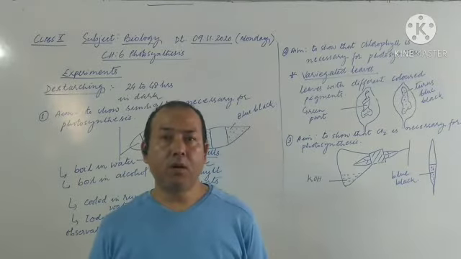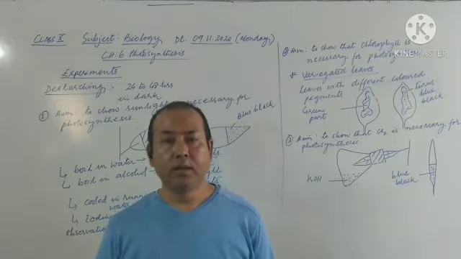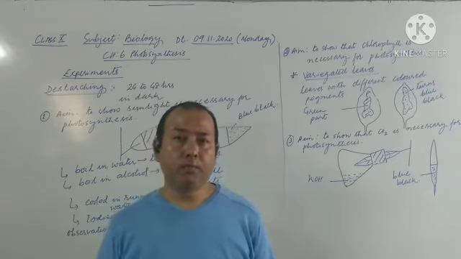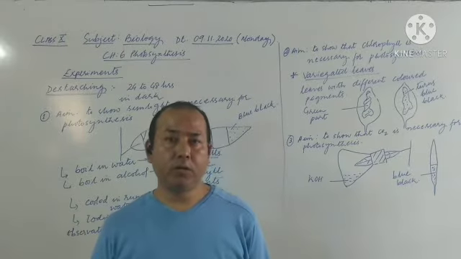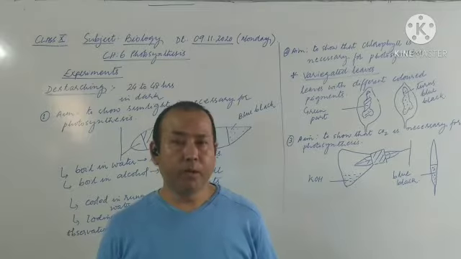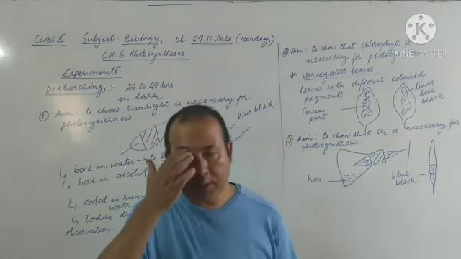So if you understand all the 4 different experiments which are given in the book, at least 5 marks you can think that it is sure shot. So let's start the topic. So there are 4 different experiments.